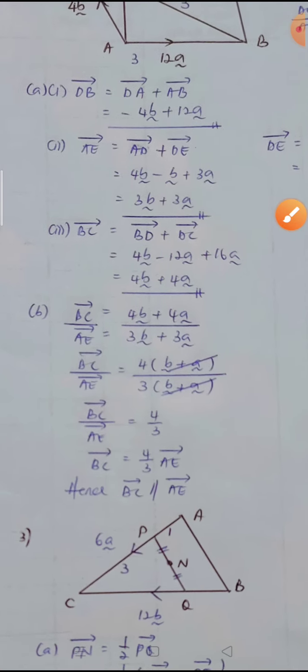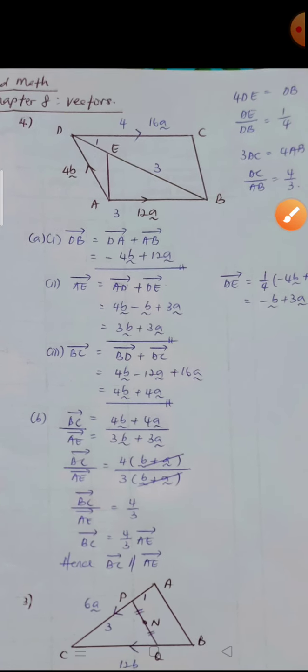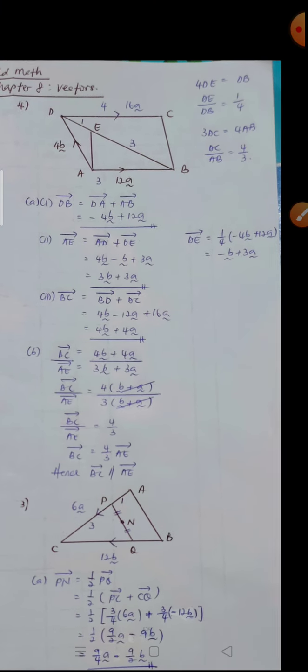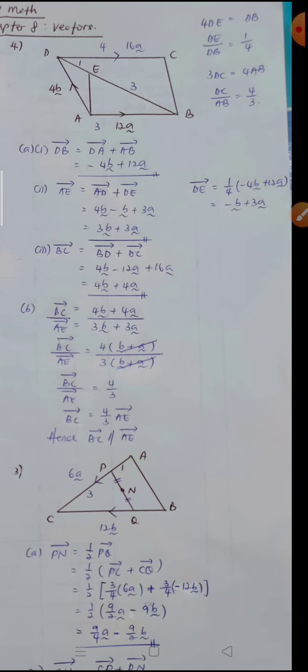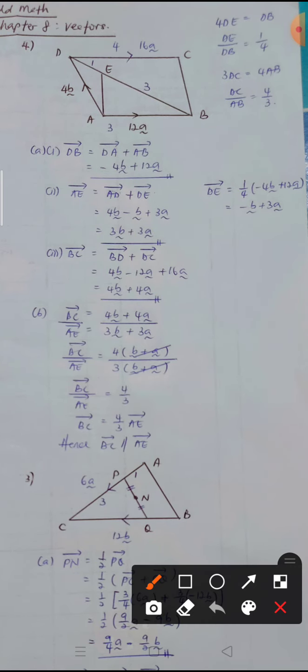And next we move on to question 4. Okay, this is question 4. For question 4, we have this given diagram and we look at the given info. Okay, E is a point on BD such that 4DE equals DB.